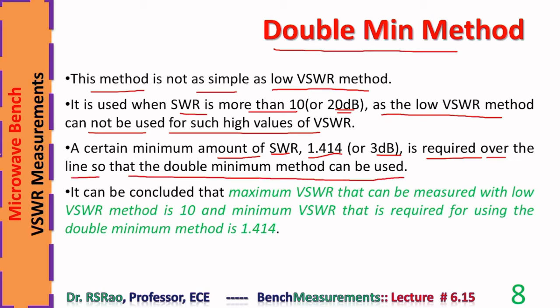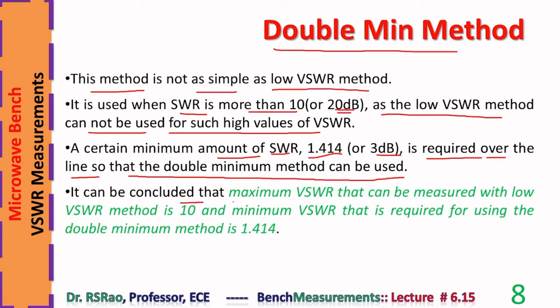Notice the small VSWR method, or low VSWR method, is suitable only when SWR over the line is between 1 and 10. There is a range of validity, or suitability, of the method. Similarly, there is a range for the validity or suitability of the double minimum method. Minimum SWR should be 1.414 or 3 dB. The maximum can be anything, so the range is 1.414 to infinity for this method.